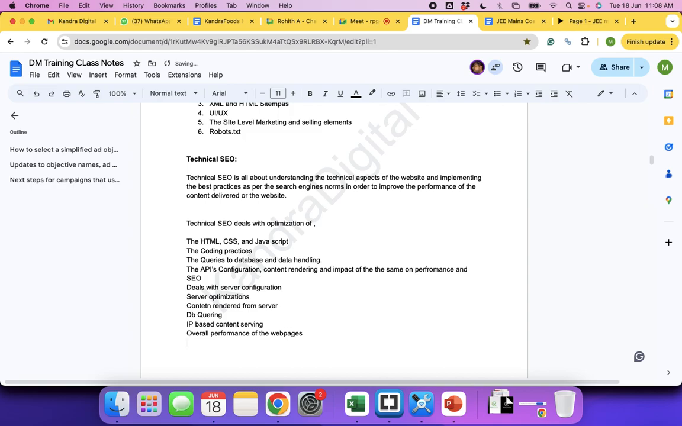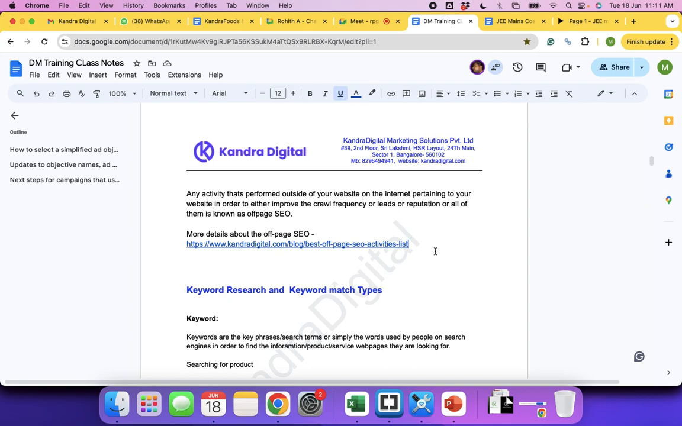Clear? Any activity that helps rankings. Sorry, how do we implement the off page activities? Okay. Anybody has questions?